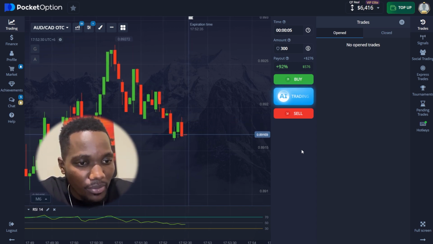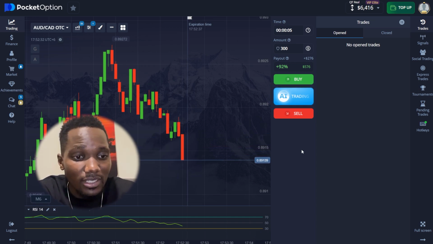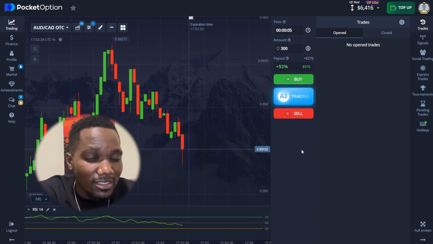Yes, it began very poorly, but with customization of the strategy and adjusting the settings, things just got better along the way.